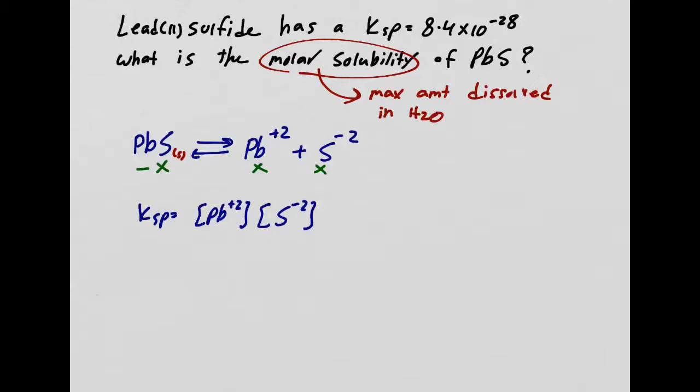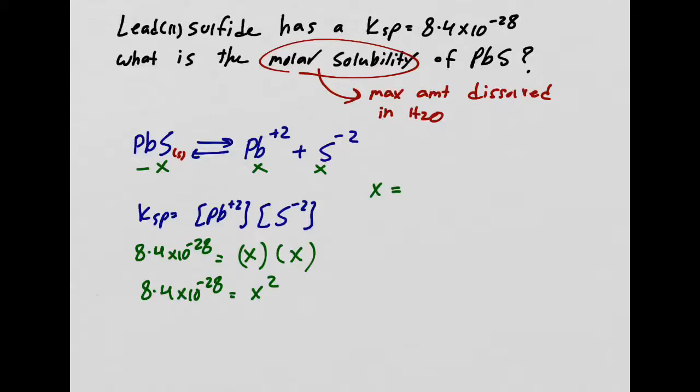So in that case, I have the Ksp. What is my Ksp? My Ksp is 8.4 times 10 to the minus 28. Pb is x, and my sulfide ion is x, right? So it would be 8.4 times 10 to the minus 28 equals x squared. Now, if I solve for x, what I end up getting is 2.9 times 10 to the minus 14. Okay, now let's talk about what this x is. What does this x mean? So the x is the molar solubility, right?